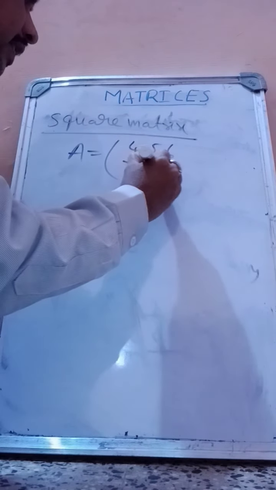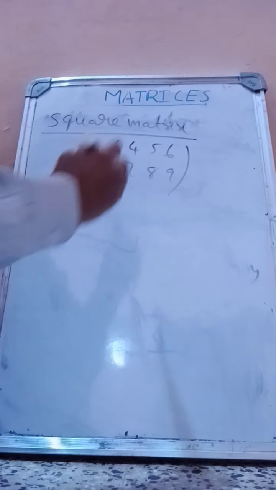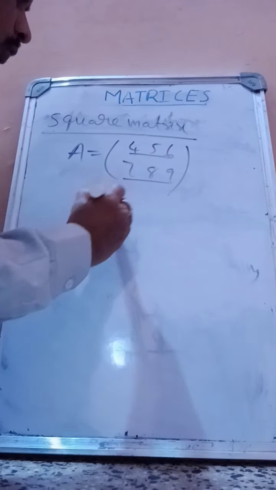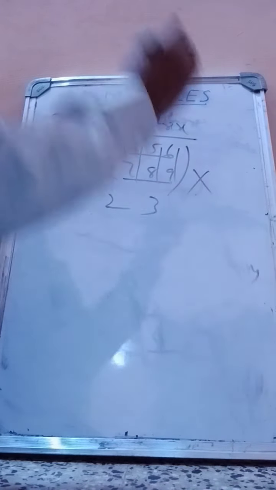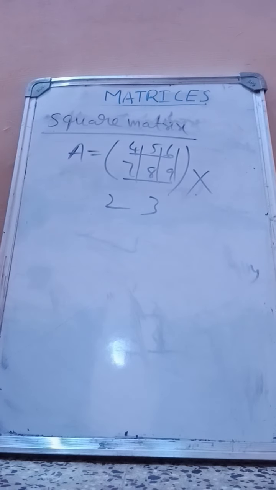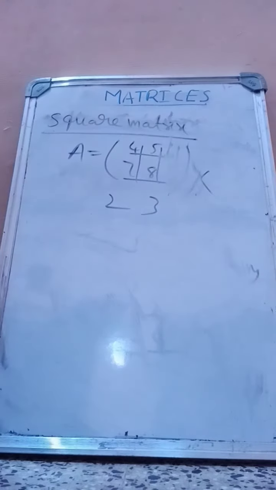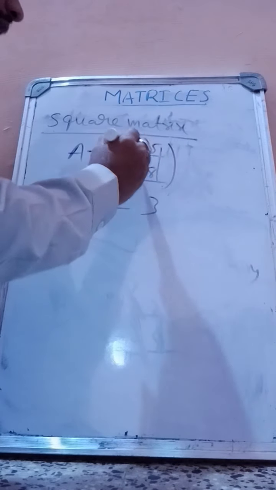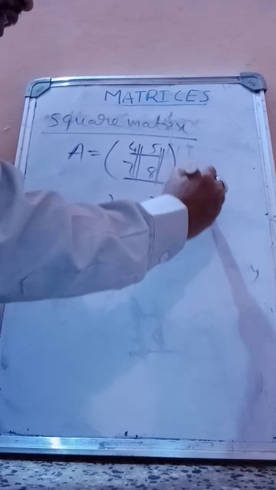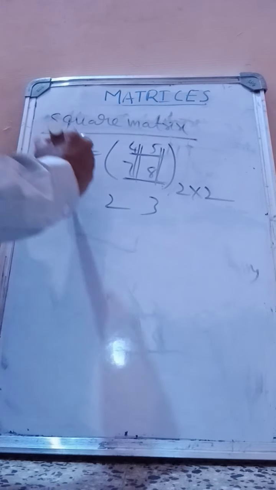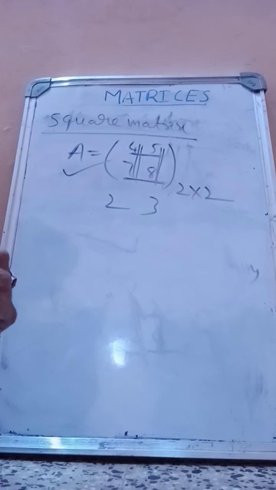Let us take 4, 5, 6, 7, 8, 9. How many rows are there? 2 rows. How many columns? 3 columns. This is not a square matrix. In order to make a square matrix, let us consider two rows and 2 columns. The order is 2 by 2. Therefore we can tell that this is a square matrix.